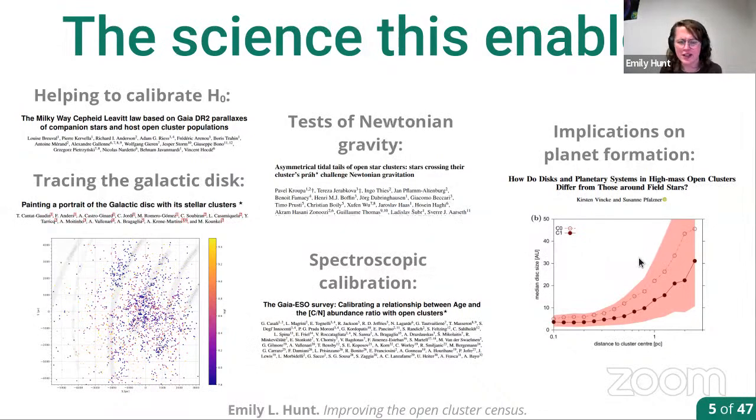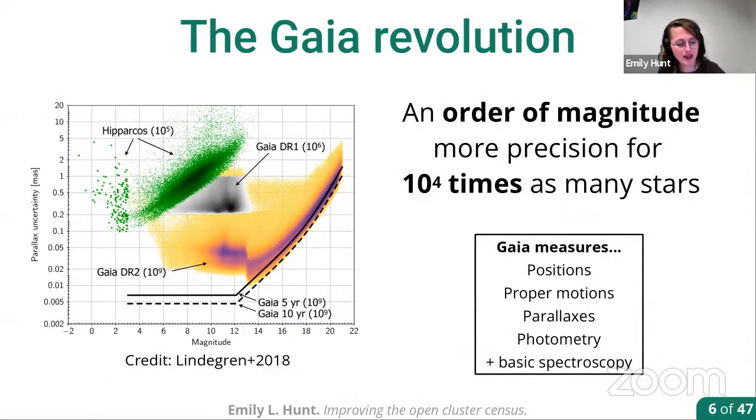So there's a lot of really, really cool science that people do with open clusters thanks to these simple, cool properties that they have. And as well as that, since 2018, when Gaia Data Release 2 was released, it's been a really, really amazing time to do science with open clusters.